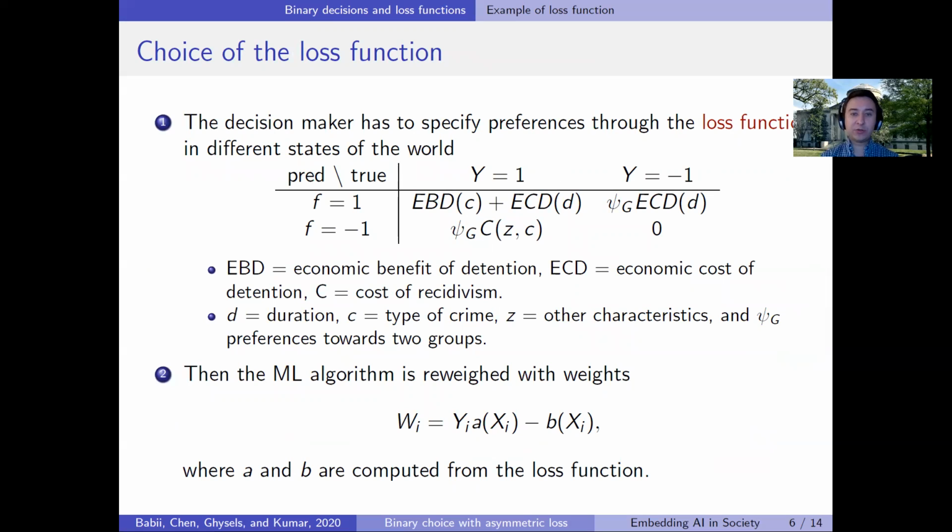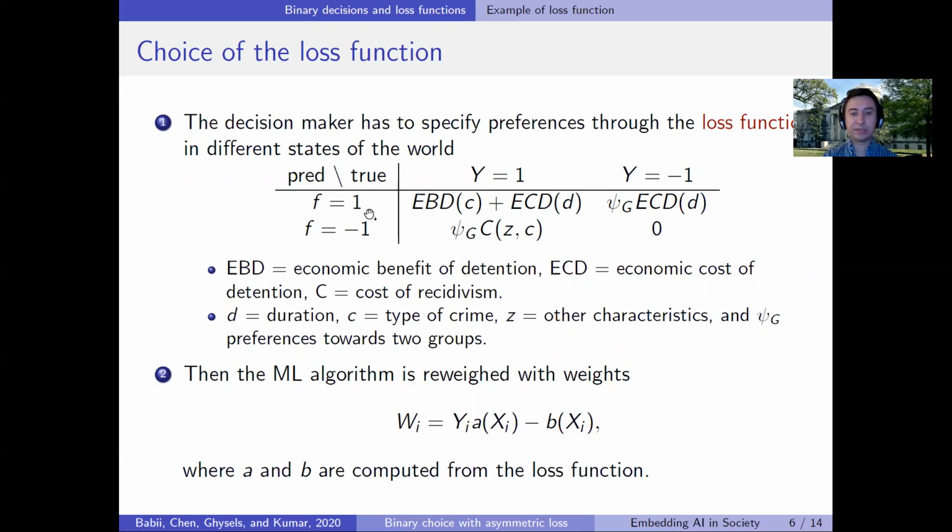And more generally, we argue that the decision maker has to specify explicitly the preferences, the costs and benefits of decisions in different states of the world. So there are 4 possible outcomes. We can make the prediction, for example, that the individual would become a recidivist or not. And then there are 2 actual states of the world, one in which the individual would become a recidivist and another where the individual would not become a recidivist. And so depending on the state of the world, we have different losses.